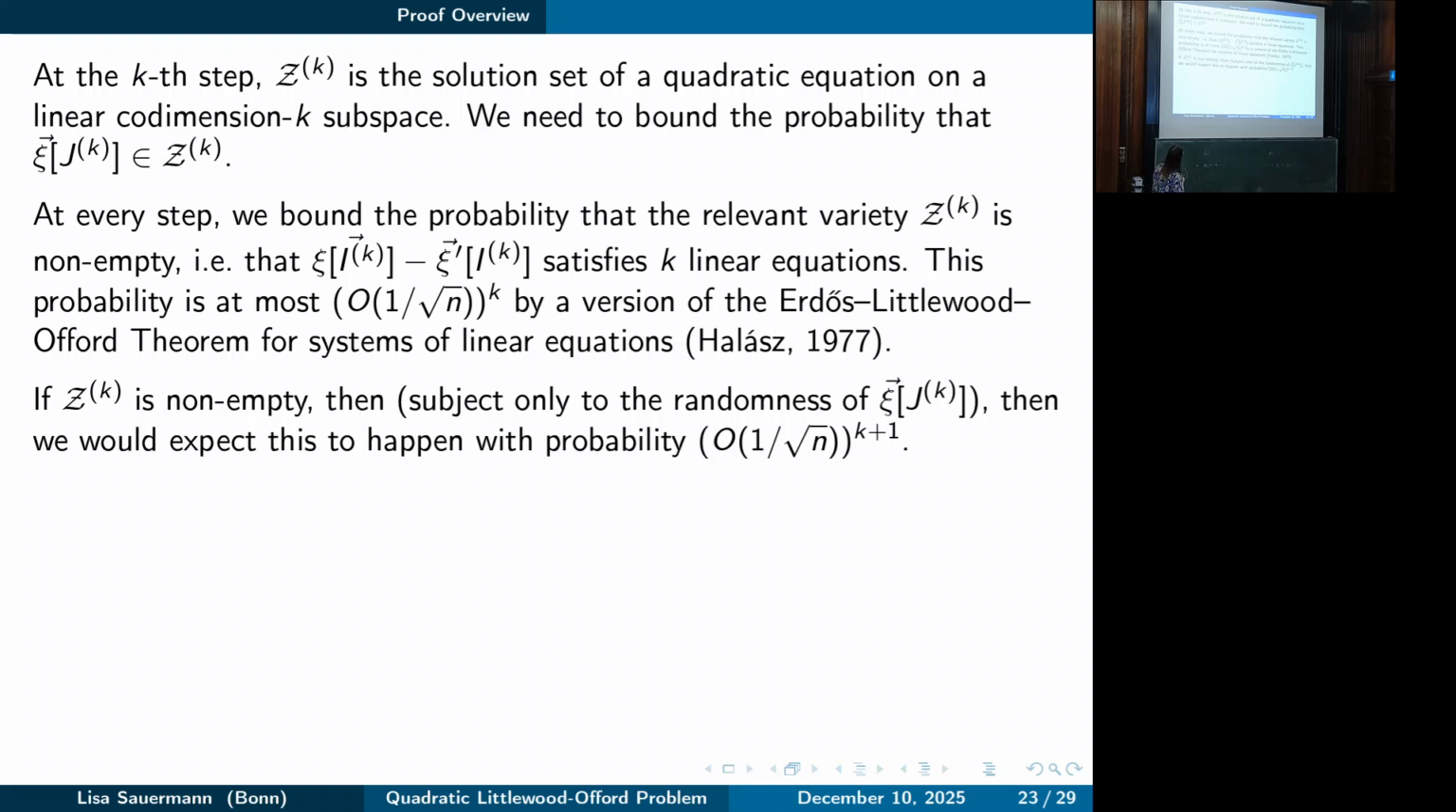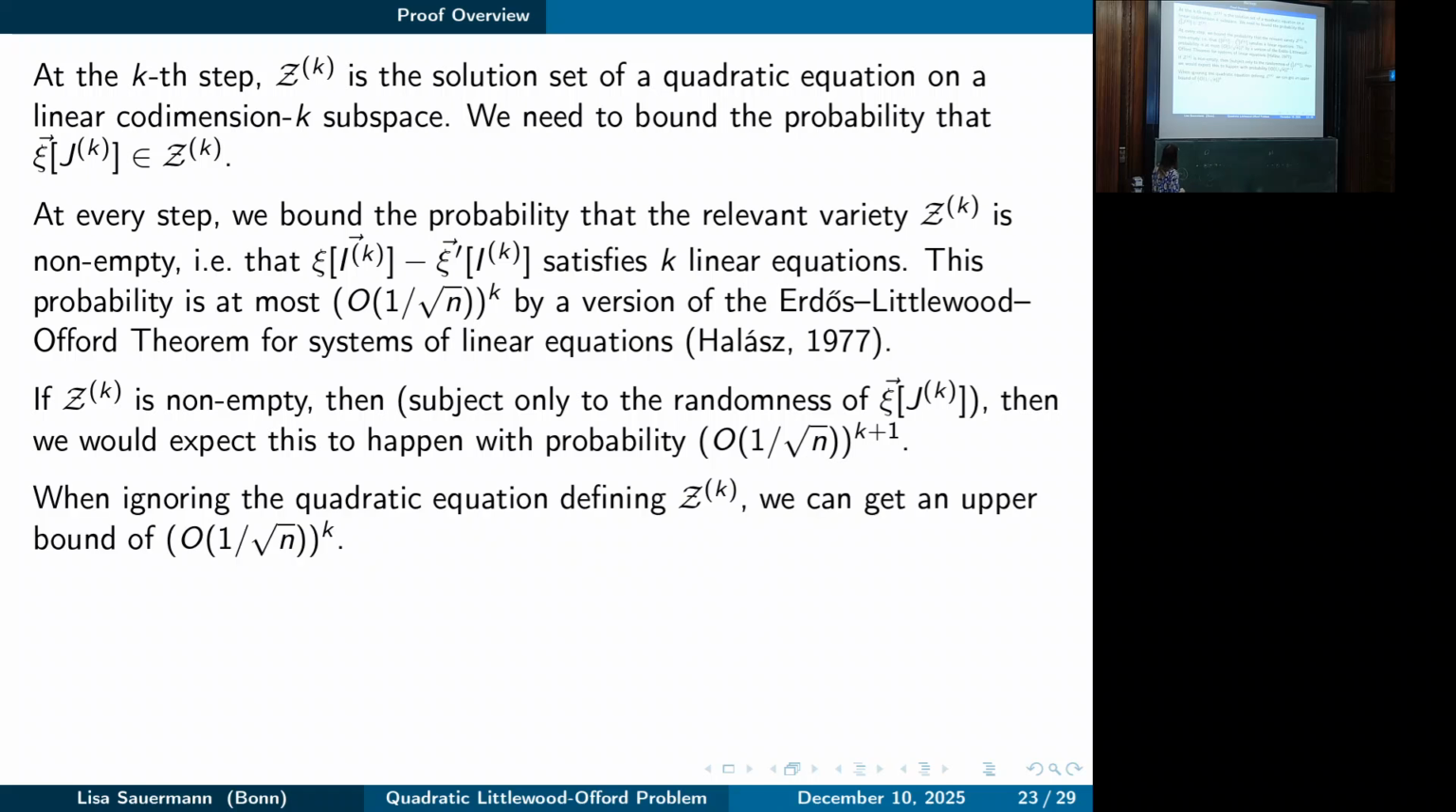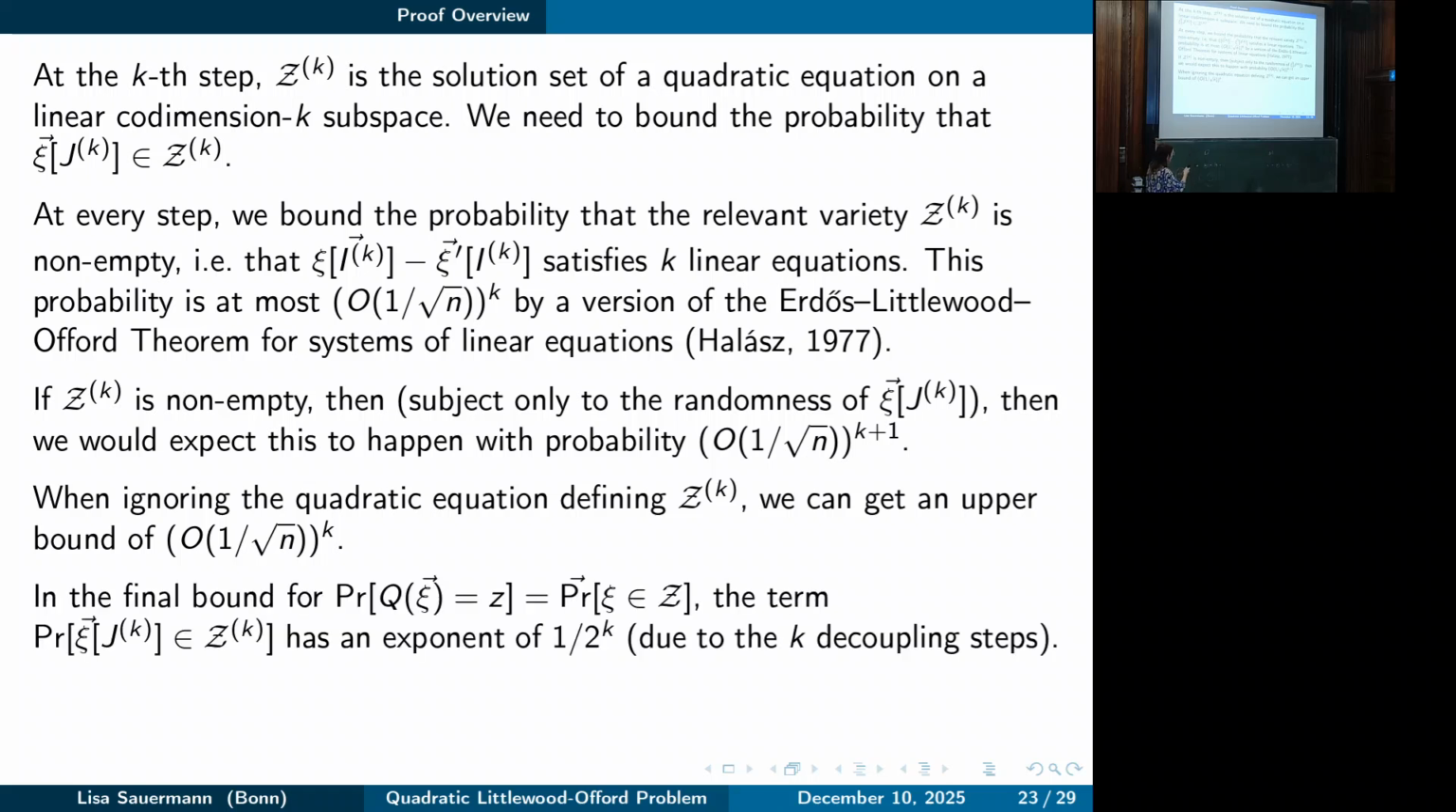And then if it's non-empty, you expect the probability to lie on it to be heuristically this, which you still can't prove because it's k linear equations plus one quadratic equation now, but as a reality check, you would expect this. Now if you ignore the quadratic equation and just look at the k linear equations, you get this upper bound instead of that. Here you see the loss is less: the loss is still 1 over square root n, but from all these decoupling steps, you get different powers.